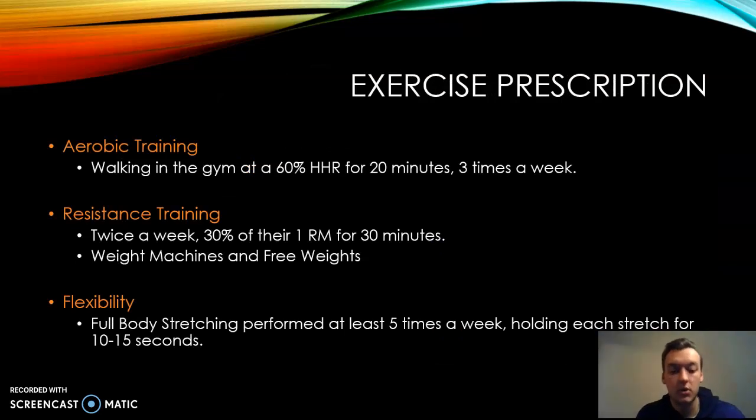So for our exercise prescription, we would try to improve in these 3 areas. For the aerobic training, we'll have Zach walk in the gym at a 60% heart rate reserve for 20 minutes, 3 times a week. For the resistance training, it'll be twice a week, 30% of his 1 rep max for 30 minutes. So this will include free weights and weight machines.